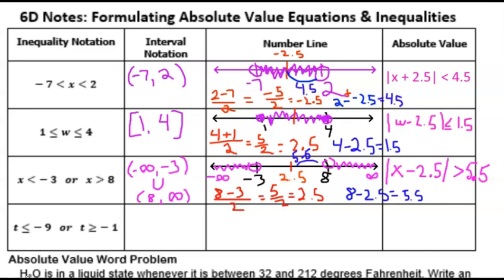Let's look at the last example in this table. t is less than or equal to -9, or t is greater than or equal to -1. Let's draw our number line. For both -9 and -1, they are closed points. They have lines under the inequality symbols. It's an or, so we're going to shade on the outside.